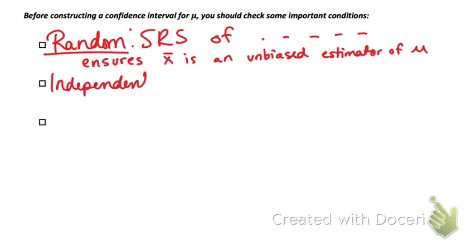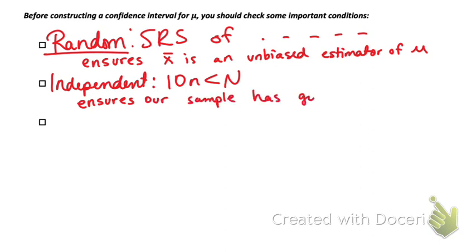Independent. We want to make sure that 10 times the sample size is less than the population. Most of the time, we're going to assume this to be true. Why do we check this? This ensures our sample has good variability. Remember, we check this because of the standard deviation part of the formula, the standard error part. It's that picture over on the sideboard over here.